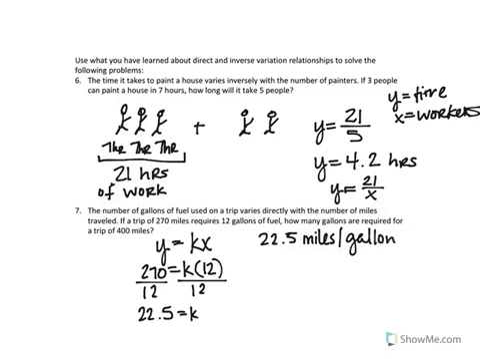So to figure out how many gallons it's going to take for a 400-mile trip, we're just going to plug that in. 400 equals 22.5 in this case times x, which are our gallons of gas. So when I divide 400 by 22.5, we get that x is equal to 17.8 gallons of fuel. And that is a direct, where our previous one is inverse. And that concludes the Ramp It Up lesson.